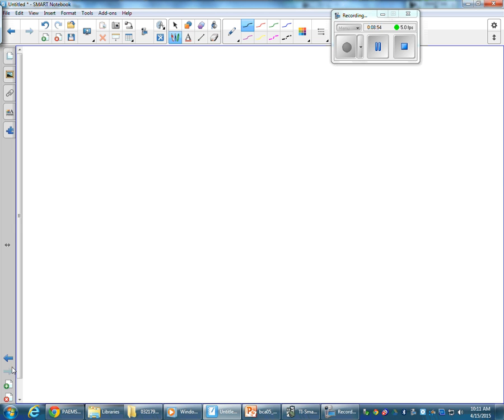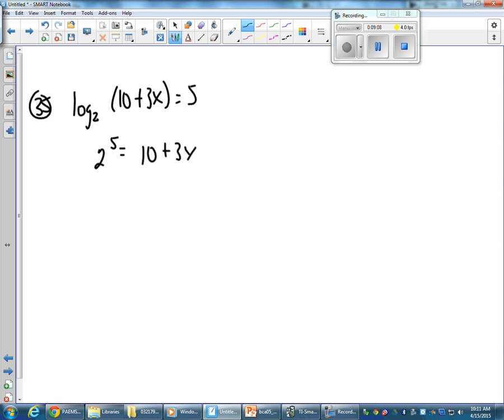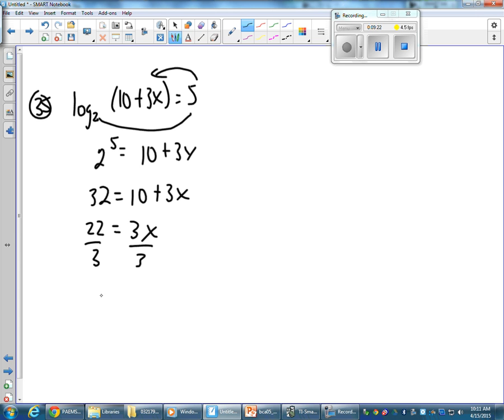I could have a problem like 35, where I have log base 2 of 10 plus 3x is equal to 5. So when I rewrite that, it becomes 2 to the 5th equals 10 plus 3x. So 2 to the 5th is 32. Subtract 10 and divide by 3. So x is 22/3. Do make sure that your answers all work.